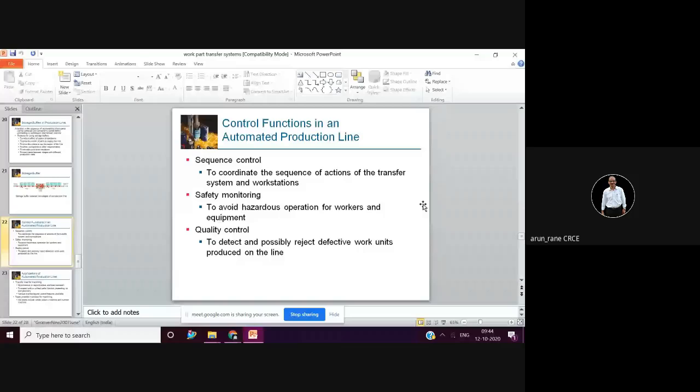So body parts, or loose clothes if somebody is wearing them, or if somebody has long hair, should not get trapped in the moving parts. That care has to be taken. Even loose belts, wristwatches, and chains that the operators are wearing have to be taken care of.